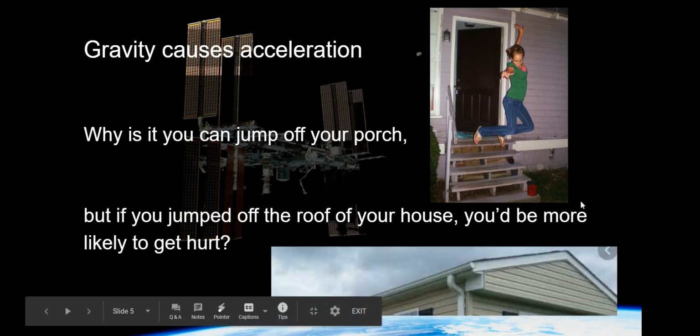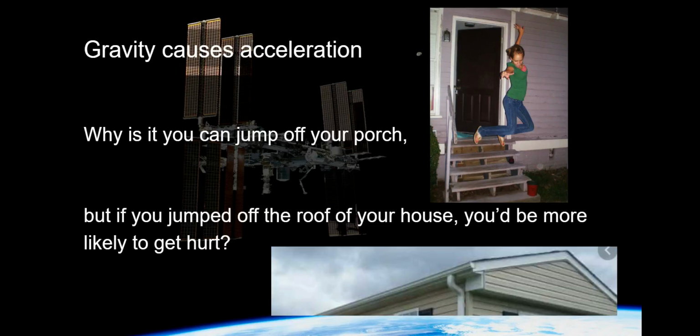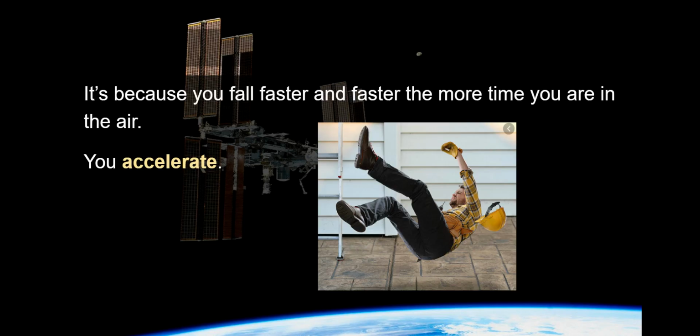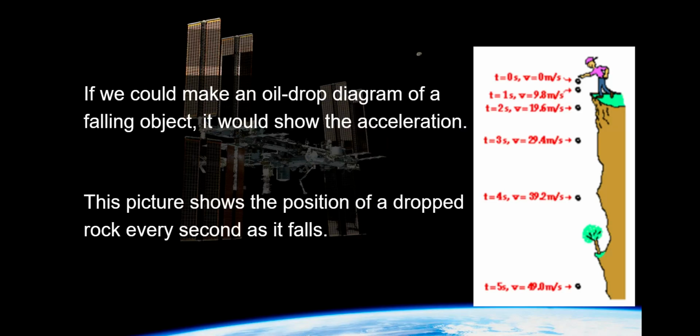Why is it you can jump off your porch, but if you jumped off the roof of your house, you'd be more likely to get hurt? The reason is because you fall faster and faster the more time you're in the air. You accelerate. The longer you're falling, the more you accelerate, the higher your velocity gets. That means the harder you hit.